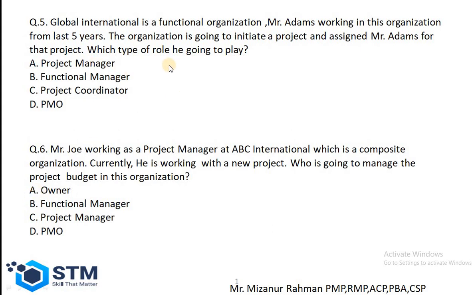If you look at question number 5, Global International is a functional organization. Mr. Adams has been working in this organization for the last 5 years. The organization is going to initiate a project and assign Mr. Adams to that project. Which type of role is he going to play? As this is a functional organization, Mr. Adams is going to play the role of project coordinator. Basically, since this is a functional organization, his role will be part-time. All the budget of the project is going to be managed by the functional manager. So he will not play the role of project manager. He will play the role of project coordinator. So the correct answer is C.